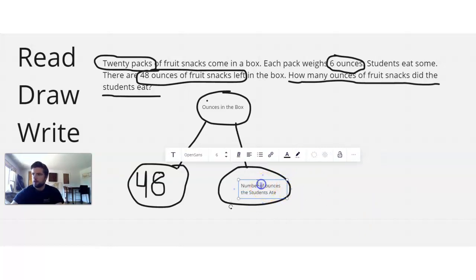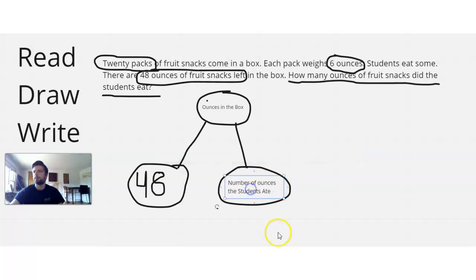So even though we didn't do any math yet, this picture is really going to help us think about this problem. So this is the part of the number bond that we really want to solve for, because we want to know how many ounces of fruit snacks the students ate. We want to figure out how much they ate. Okay? So before we get to this, we got to figure out what the top number in the number bond is, which means we got to figure out the total number of ounces in the box.